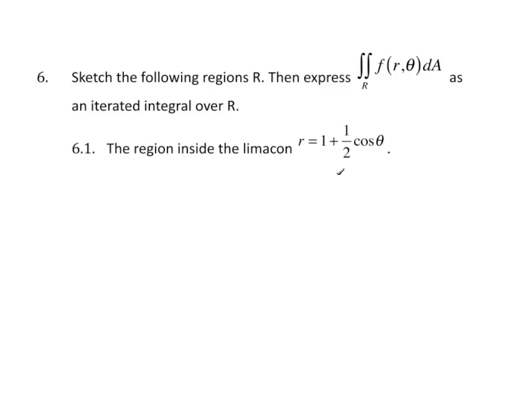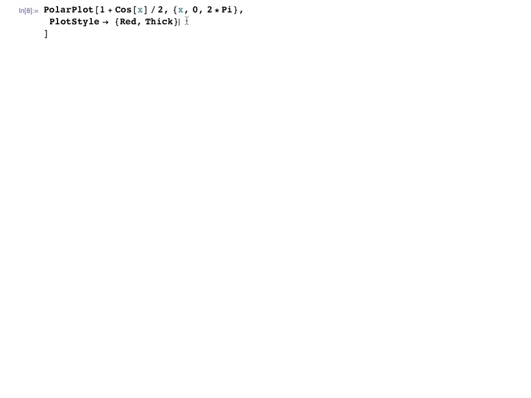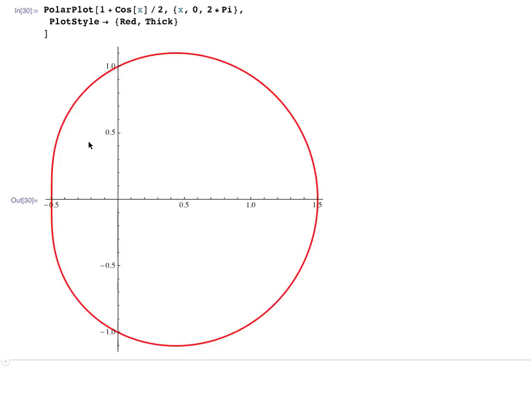Now, we can start doing this point by point, which you've done back in Calc 2. Hopefully you remember what it looks like. Actually, it would be a good exercise for you to pull out a couple points and see just what happens. But let's jump to Mathematica and take a look at it. Here's your limaçon. Kind of comes in a little bit and then goes back out.